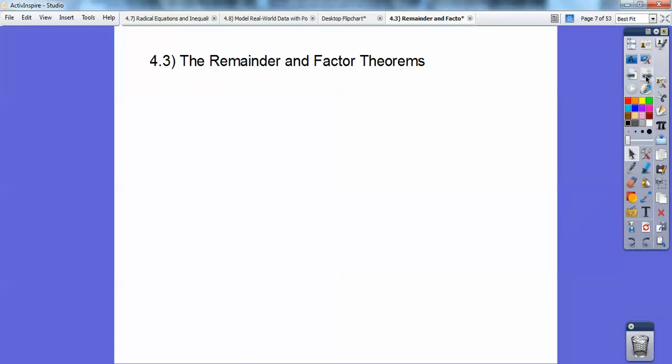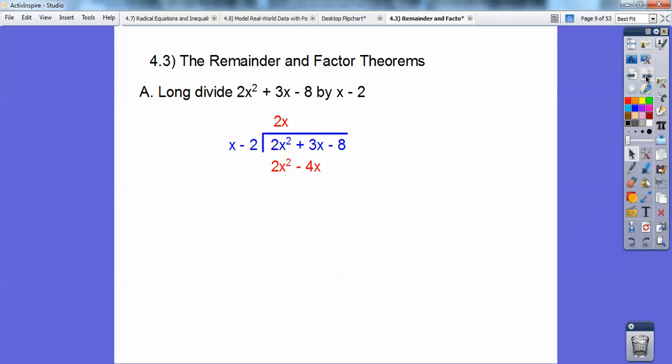Okay, so here's the remainder and factor theorems, you guys. Go ahead and do a long division. Remember long division, you guys? So we're going to go ahead and do long division. I say x times what will give me 2x squared, x times 2x. So I multiply 2x times x and 2x times negative 2, and I get this right here.